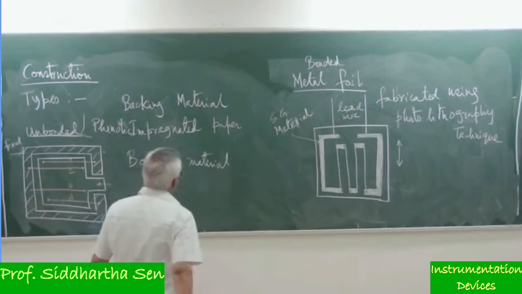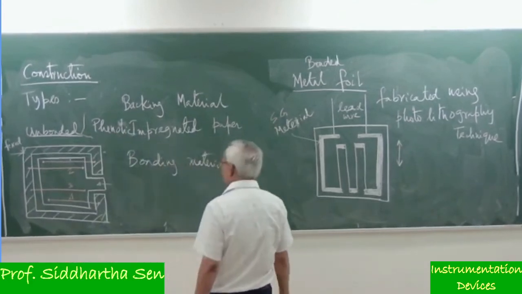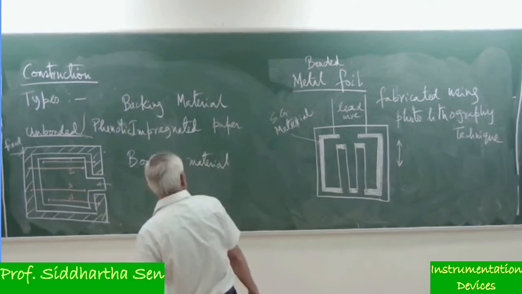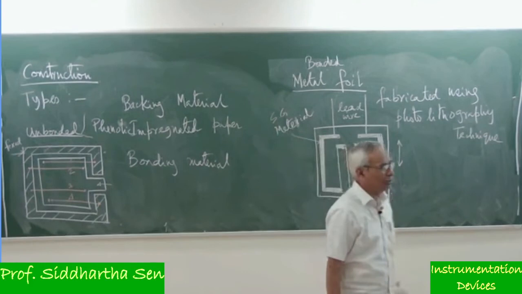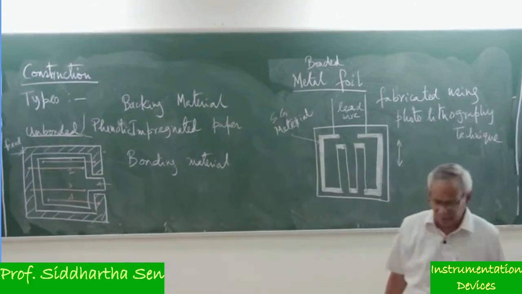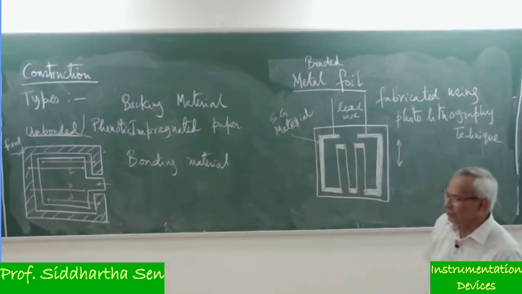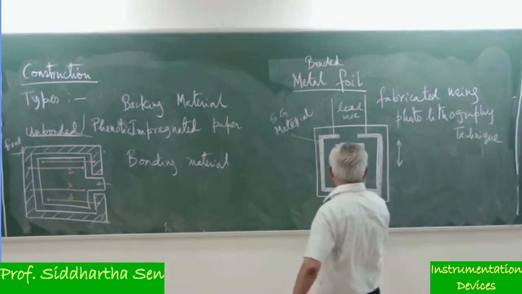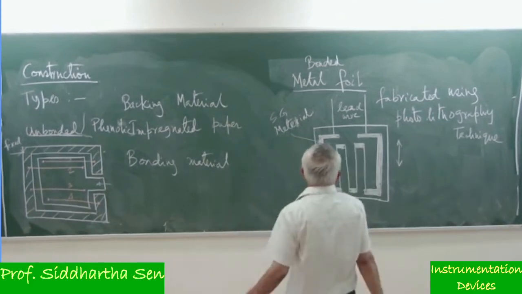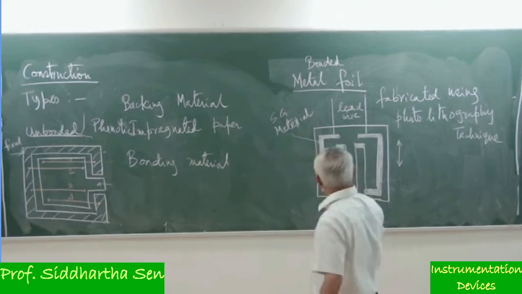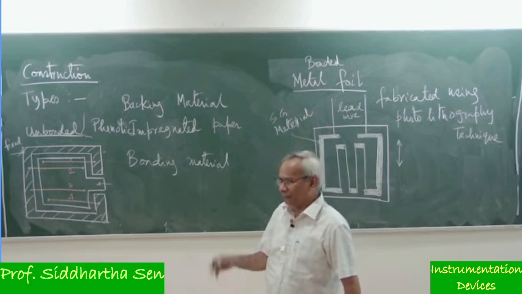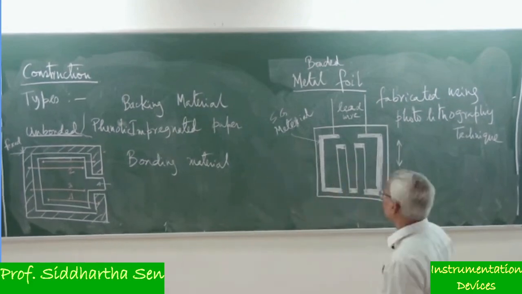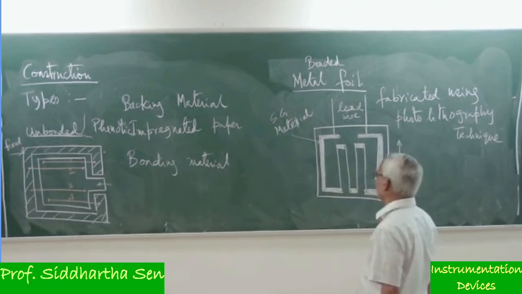And the idea of the phenolic impregnated paper is that it will not be hygroscopic, because if it is hygroscopic, the paper will absorb moisture and again generate some strain. So some strain will be generated due to the absorption of water, but that will not happen if it is a phenolic impregnated paper.